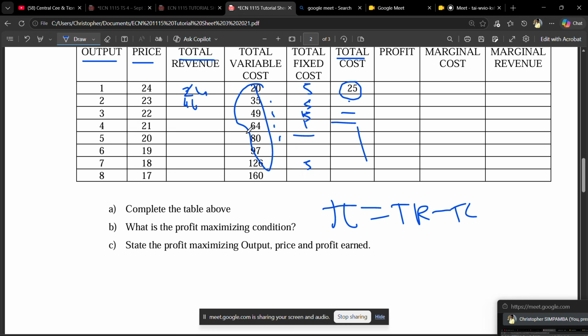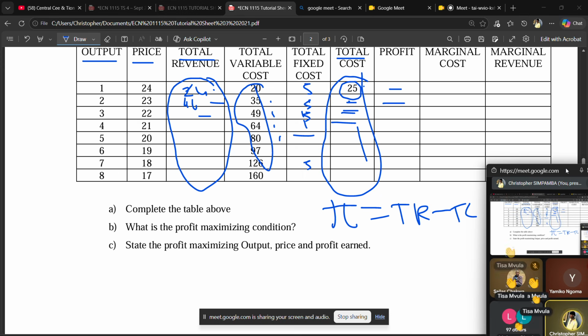So our total revenue, remember that we're going to find total revenue here, right? And our total cost is also going to be found there. So we're just going to be subtracting this minus the number that is there, this minus that. Are we okay with that?